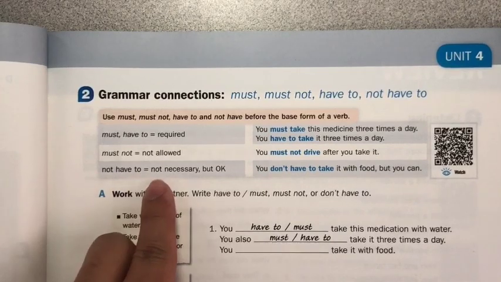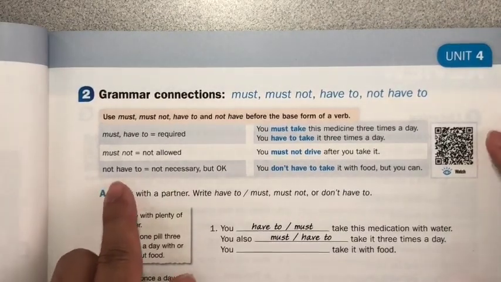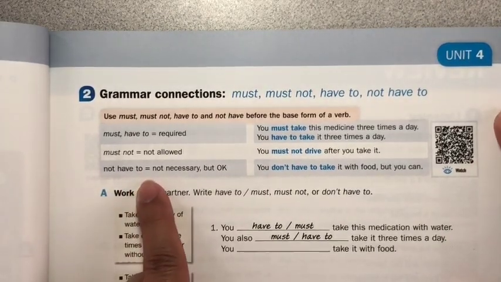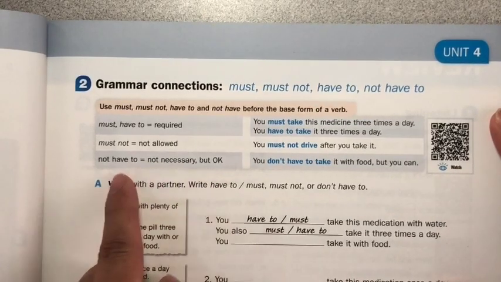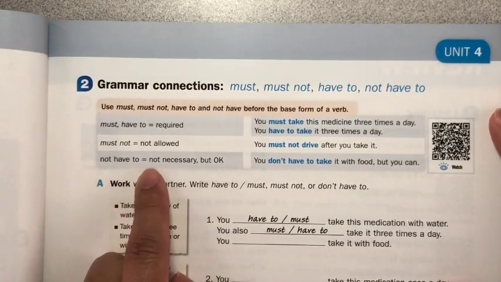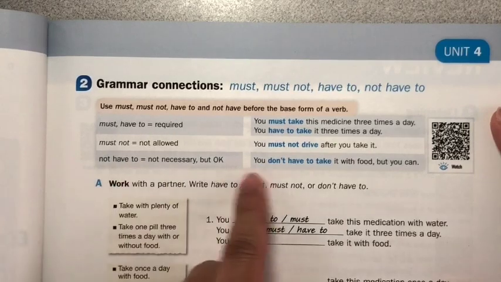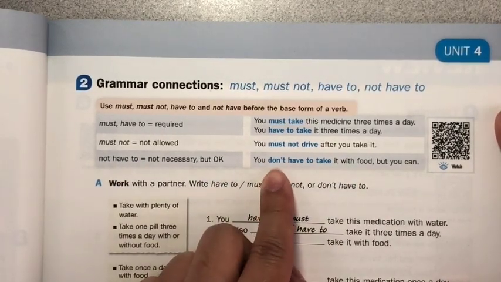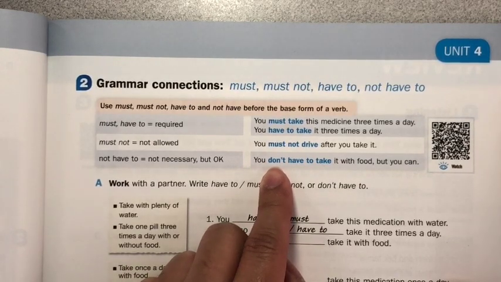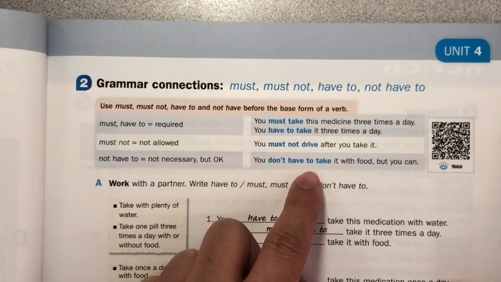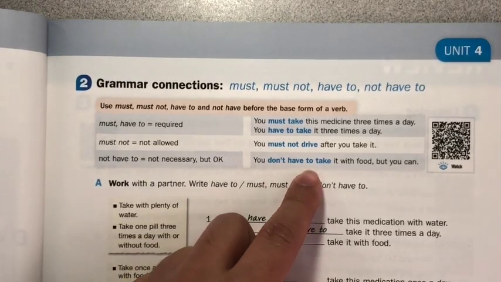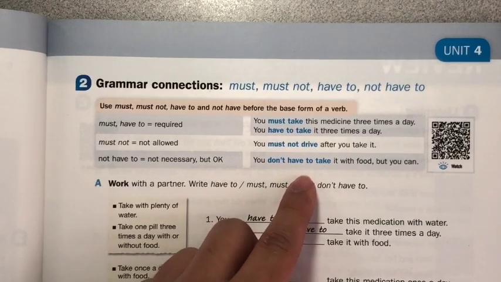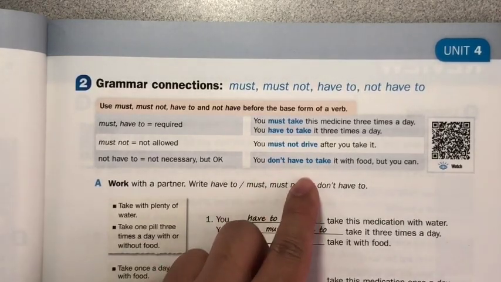To not have to do is something that you don't need to do. Okay? So you do not have to. You do not have to exercise every day. Yes, it's good for you to exercise every day, but you do not have to. You do not have to eat carrots. You should eat carrots, but you do not have to.